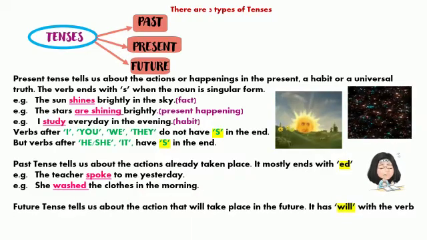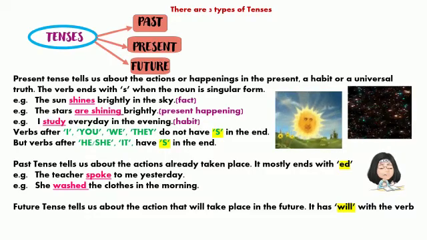Next one, future tense. Future tense tells us about the action that will take place in the future. We have not seen the future. We cannot predict what the future will be. So the action also is unpredictable. The action, you don't know what will happen. So that's the reason why we add the word will in the future.